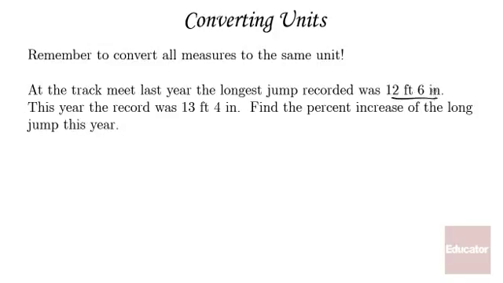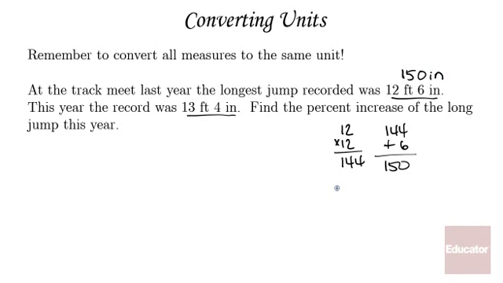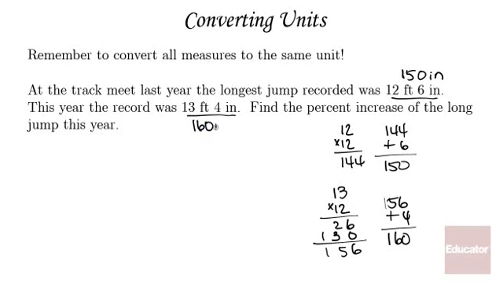Well, here we have feet and inches, feet and inches. We're going to convert everything into inches. So 12 feet, and there's 12 inches in a foot, so that's 144, plus the 6 inches that are extra, and we get 150. So last year, the longest jump recorded was 150 inches. Now this year, we've gone up to 13 feet times 12 to find the inches, 156 plus the extra 4 will get us to 160. So this year we're at 160 inches.